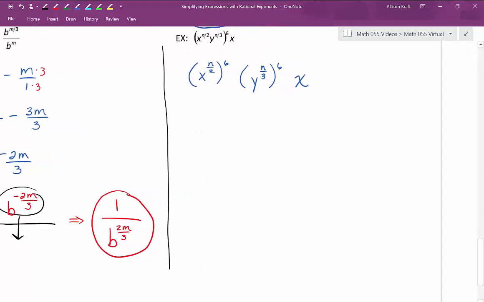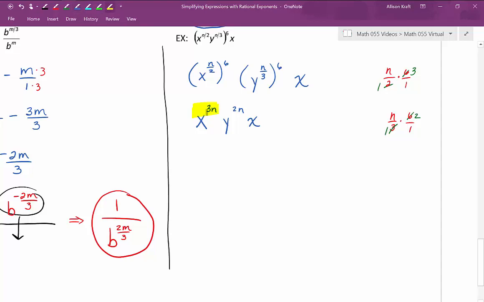And maybe you want to do some side work here. N over 2 times 6. I can do some canceling here. We end up with 3n. So this is x to the 3n. Same kind of thing with the y. This is going to be n over 3 times 6. We can do a little canceling here. This is going to leave us with 2n. And then we still have that times x over on the side.